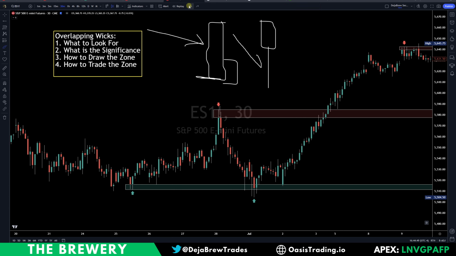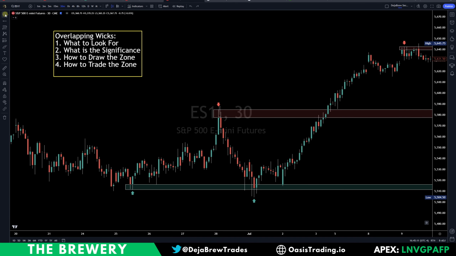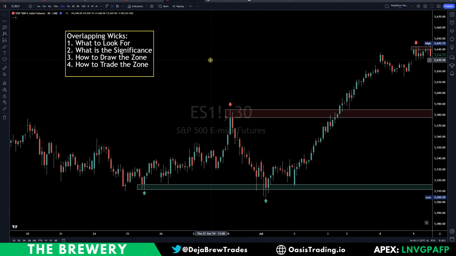So yet again, like we said earlier, if we had a candle like this, and then we had maybe a doji or something, and we had another long bottom wick, the market's kind of telling us, hey, there's a lot of value down here for the buyers, not really for the sellers. The buyers like that lower price. Okay? So let's talk about how we draw these zones when we are seeing these overlapping wicks.